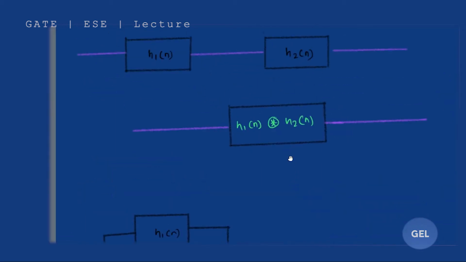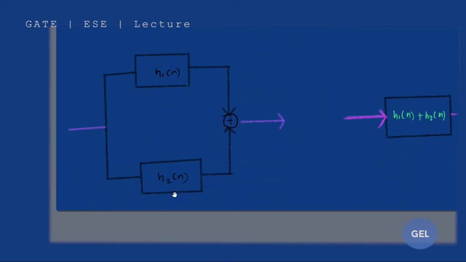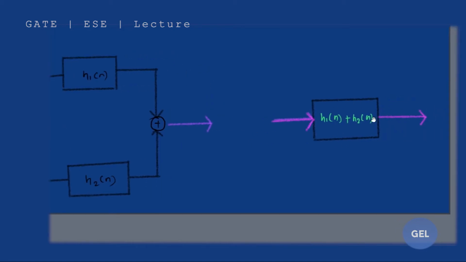It's the same concept: if two discrete time systems having impulse responses h1[n] and h2[n] are connected in cascade, then these two systems can be replaced by a single discrete time system having an impulse response which is the convolution of the two impulse responses, that is h1[n] convolution h2[n]. In the same way, if we have a parallel connection like this, it can be replaced by the summation of these two impulse responses. So it's the same condition.